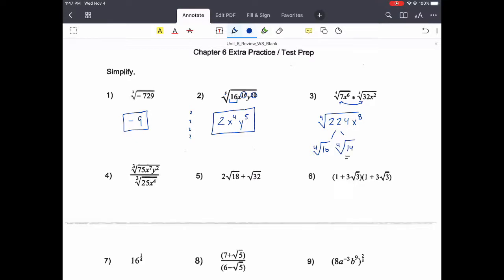Well, we're not going to be able to do anything with the 14, but we know the fourth root of 16 is 2. So what we end up with here is we've got 2, and then we can bring out the fourth root of x to the eighth, which is just x squared. And then back underneath our fourth root radical is just going to be 14. So there's our answer.